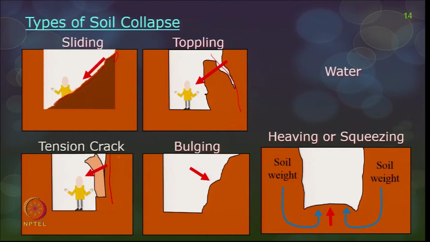Tension cracks: there can be a lot of cracks which happen all along the excavated sites, and as a result it can start falling onto the worker. The next one is bulging.